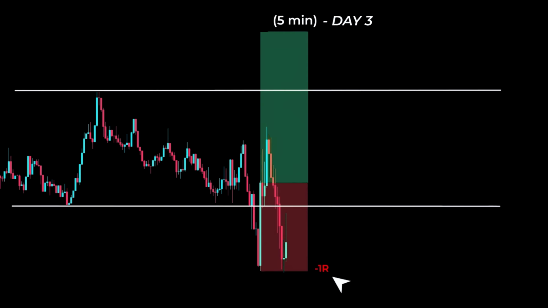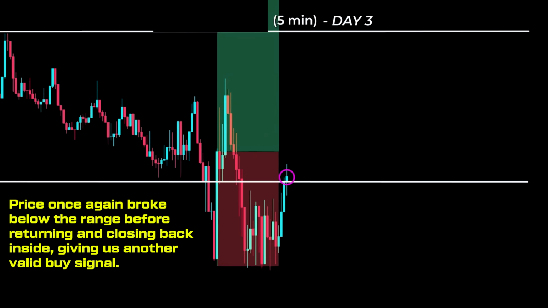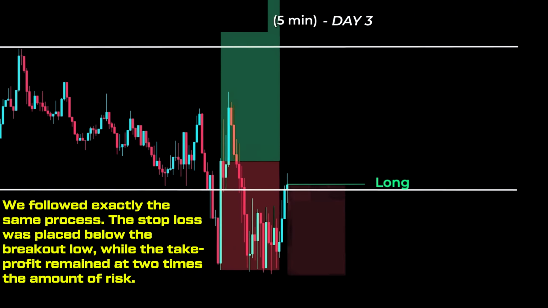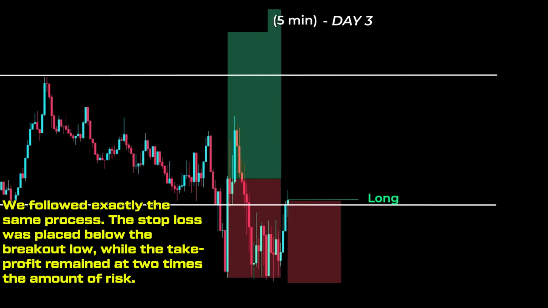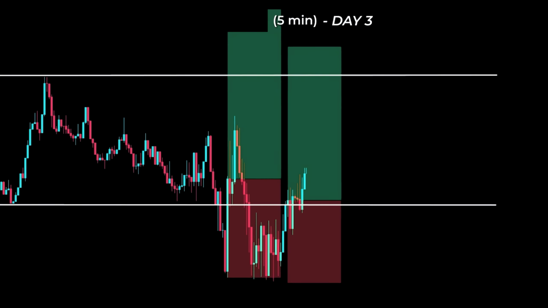Later that same day, the market presented another long setup. Price once again broke below the range before returning and closing back inside, giving us another valid buy signal. We followed exactly the same process. The stop loss was placed below the breakout low, while the take profit remained at 2 times the amount of risk. After that, price didn't re-enter the range until the end of the day. So that wraps up today's session.